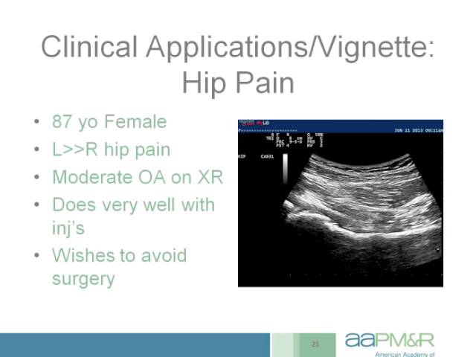Next, we're going to talk about a patient with hip pain who required an intra-articular injection. This was an 87-year-old woman with a left greater than right hip pain. She had moderate OA on her x-ray. And I see her about once a year for injections, and she really does very well in the interim. Because of her age, as well as some other medical history factors, she was really hoping to avoid surgery, and she was doing so well with injections. Once a year injections seemed like a very reasonable treatment course for her.